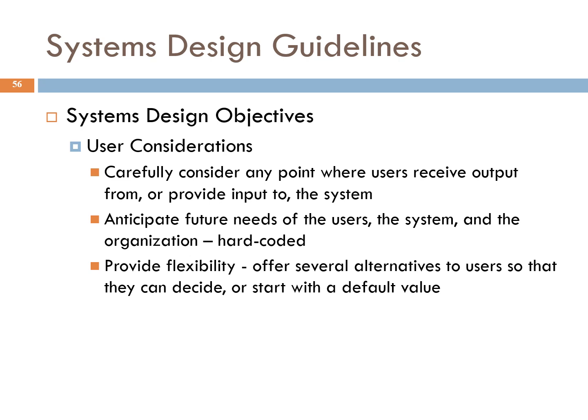System design objective: it must include user consideration, careful consideration at any point where users receive output from or provide input to the system, and anticipate future needs of the user and the organization in terms of scalability. Provide flexibility, with several alternatives for users so that they can decide, or start with a default value when the user needs to key in certain values into the system.